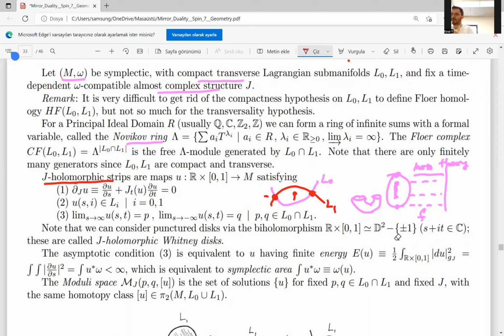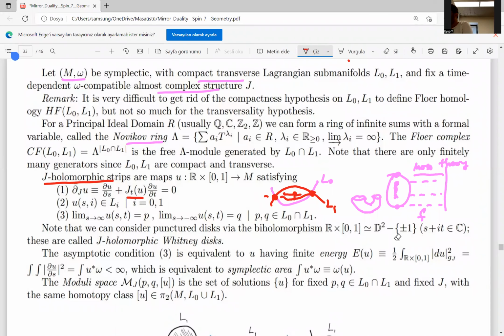Okay, we want to slide your L0 to L1, and if you start with a Lagrangian submanifold, we try to find a relation between L0 and L1. This relation can be seen as the solution of these spaces, with du/ds and du/dt equal to 0, and this one is the J structure.